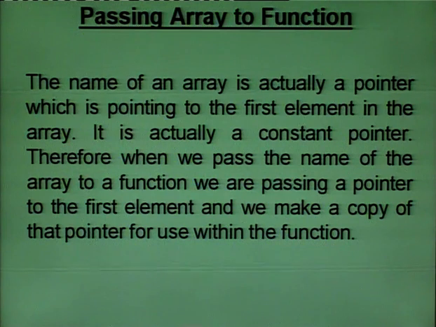You just have to point to the first element of the array that you want to pass to the function. This is also known as a constant pointer. When we pass the name of the array to the function, we are passing the pointer of the first element of the array to the function. After that, the whole array is transferred to the function. We make a copy of that pointer for use within the function, where we want to use it by passing the array to the function.